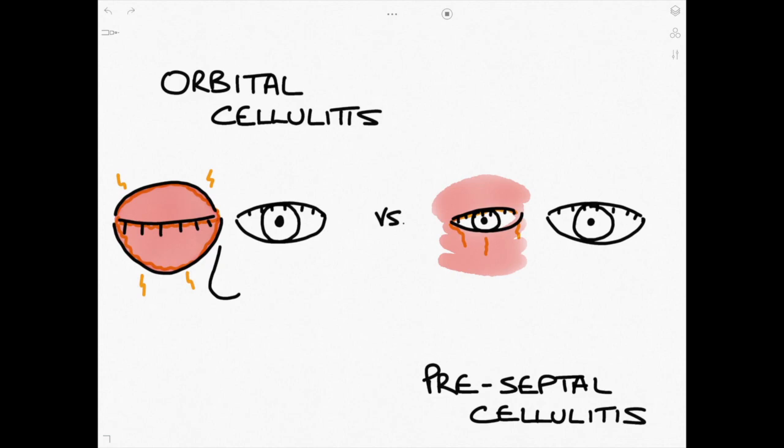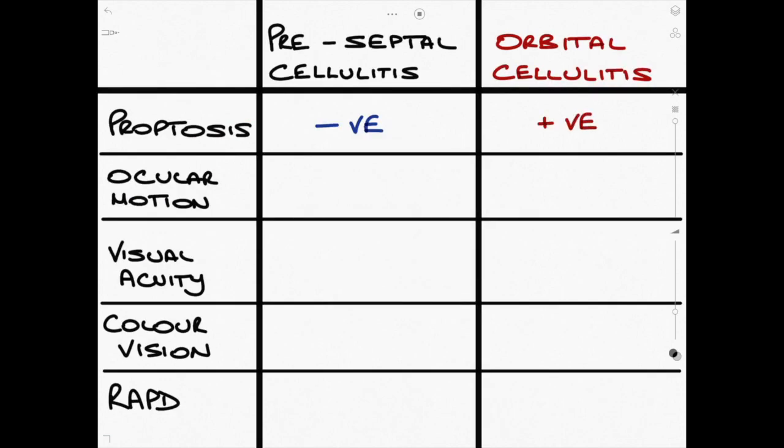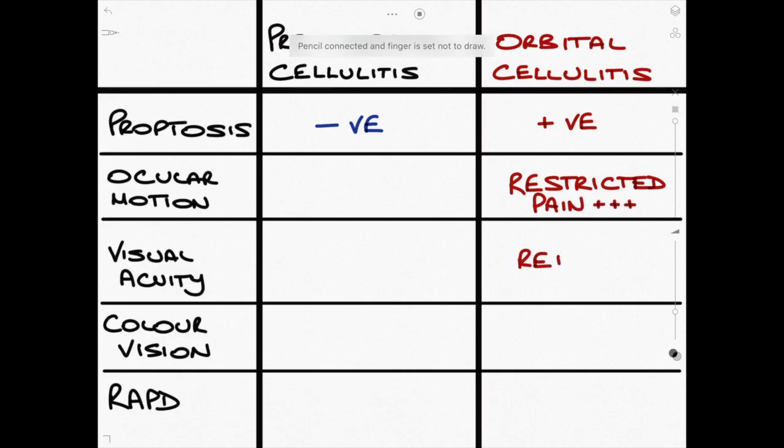In the case of preseptal cellulitis, normally the eyeball is not proptosed, and there is a normal assessment of the ocular motility, visual acuity and colour vision. Equally, there's no relevant afferent pupillary defect in preseptal cellulitis.